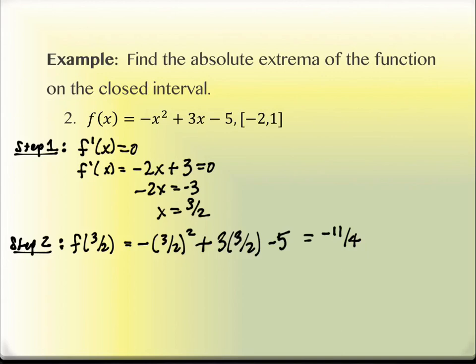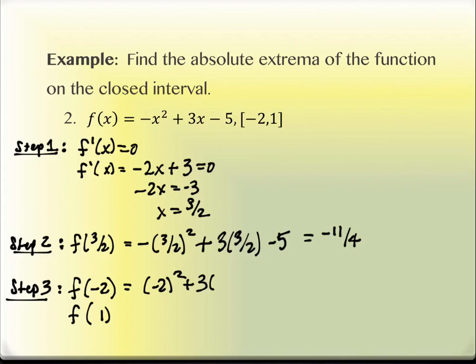Step number 3 means to test the endpoints. So I have to test the endpoints of the interval that I was given. It says the closed interval is from negative 2 to 1. So I need to test f of negative 2 and f of 1. So I'm going to plug in negative 2 squared plus 3 times negative 2 minus 5. And I'm going to do 1 squared plus 3 times 1 minus 5.